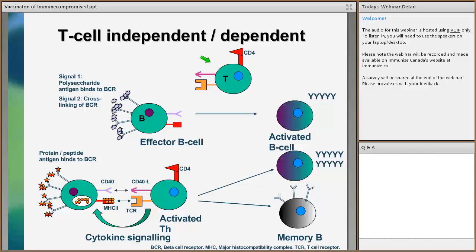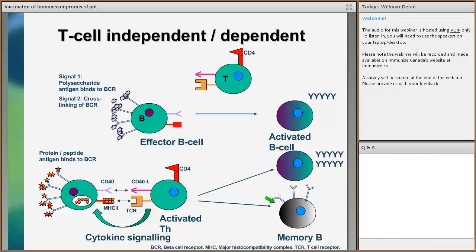If we have a conjugated vaccine, so this is a protein conjugated vaccine, in this case, the protein or peptide antigen binds to the B cell receptor. It is internalized and then presented on the MHC2, or the major histocompatibility complex 2, which then interacts with the T cell receptor, and the T cell becomes activated. Once the T cell becomes activated, cytokines are produced, which then further activate B cells as well as create memory B cells. And these B cells produce a large number of antibodies, as well as a pool of long-lived memory B cells.